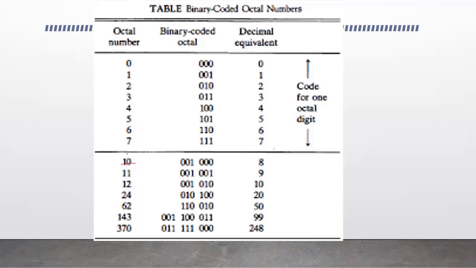And we take the digits individually. 1 in octal, the binary equivalent of 1 is 001, so we write 001 here. The second digit 0 is 000, so it takes this binary digit 000. And 1 is 001, which is equivalent, in decimal, to 8 and 9.